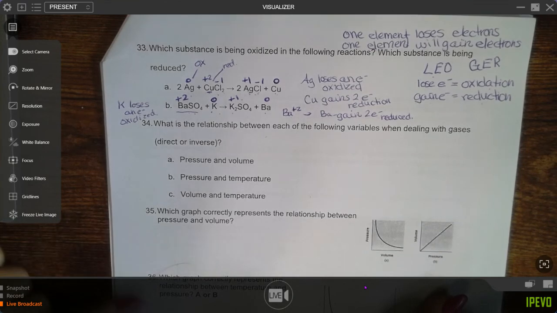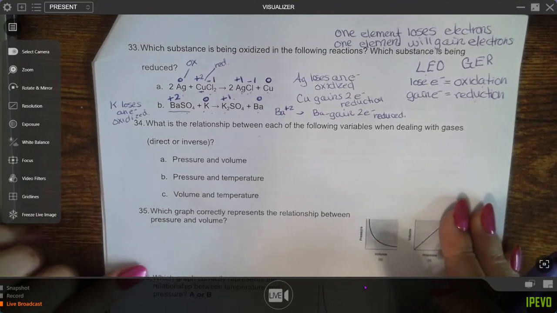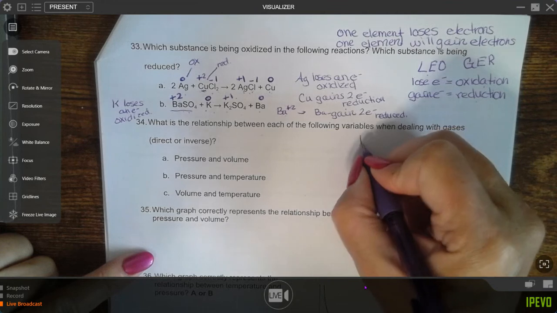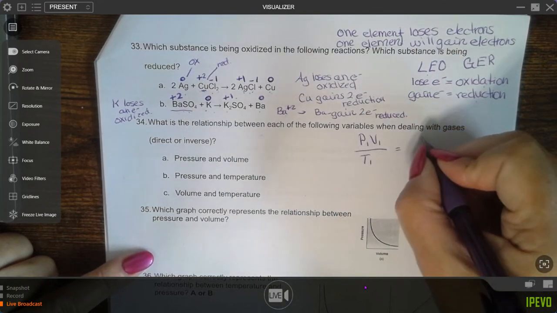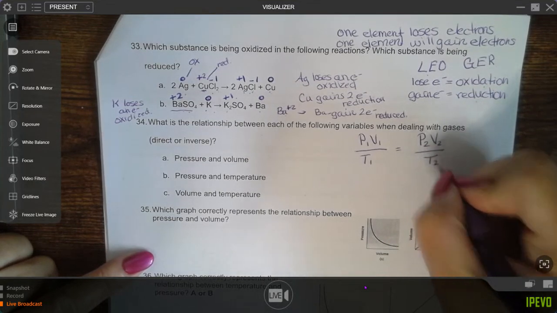All right. The next few questions are about gas laws. Okay. And remember, our combined gas law is P1 V1 over T1 is equal to P2 V2 over T2.